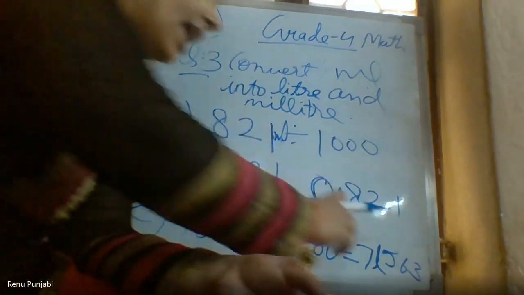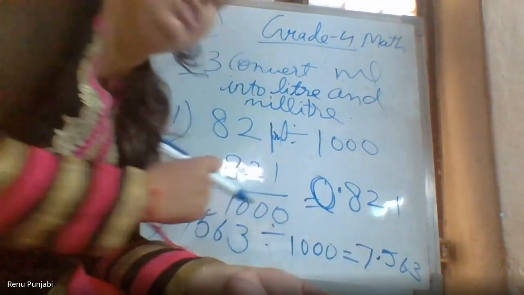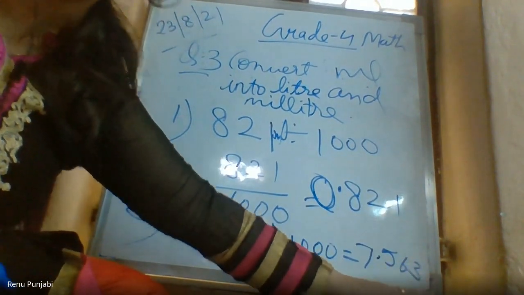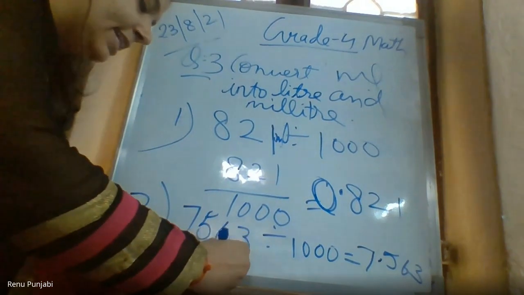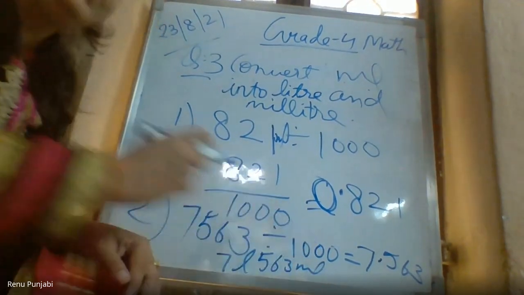Ma'am, in the second one, instead of decimal, you have written liter. Yeah, I have put a decimal. Now, what does the decimal show? Before the decimal is the liters and after the decimal is the milliliters. So we can write it like this: 7 liters, 563 milliliters.